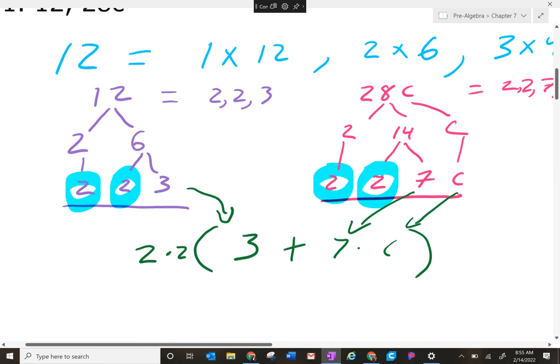So the very last part, I'm going to look and see what they have in common. So this one that they have in common, 2 times 2 is 4. I've got 3 plus 7 times C is 7C.